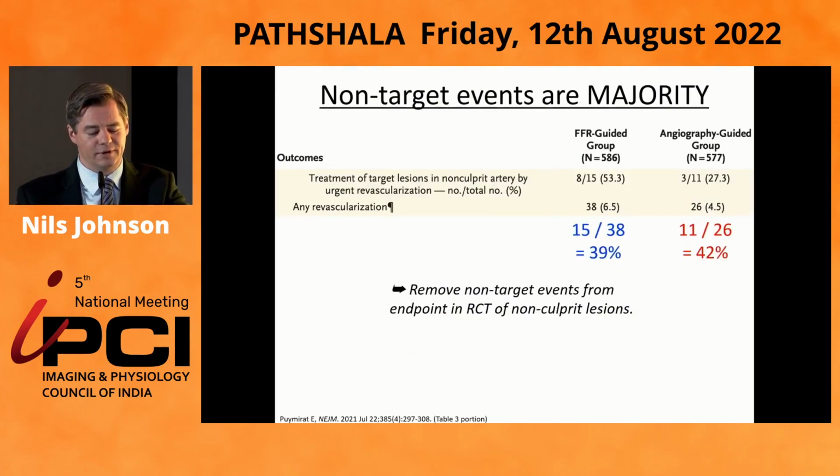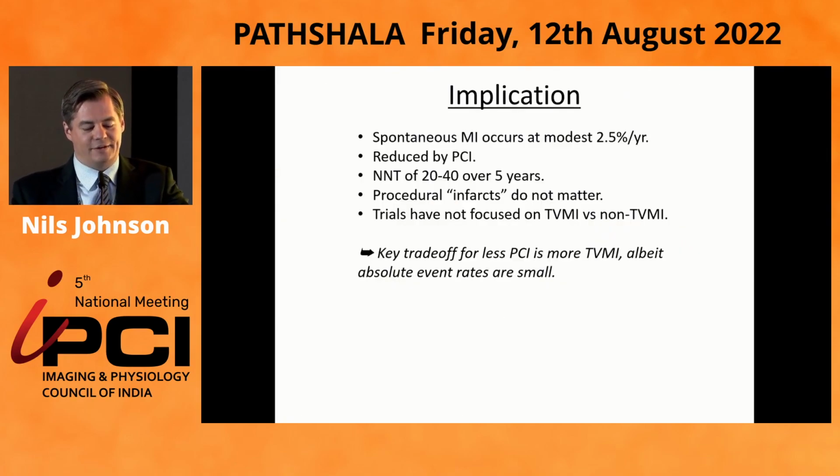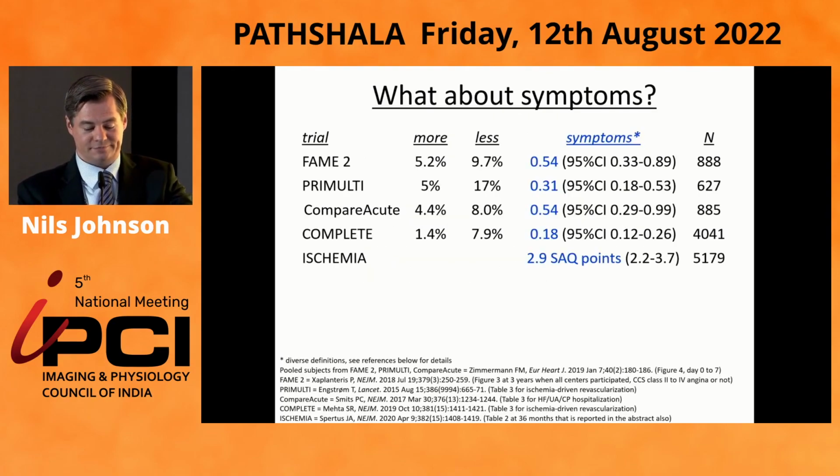Yet if you look in clinical trials, again, this is from the FLOWER-MI trial, you can see that non-target events end up making up the majority of future lesions. And so what that means, as I say here, is that there's a trade-off. You have less PCI, more target vessel MIs, but the event rates overall are quite modest.